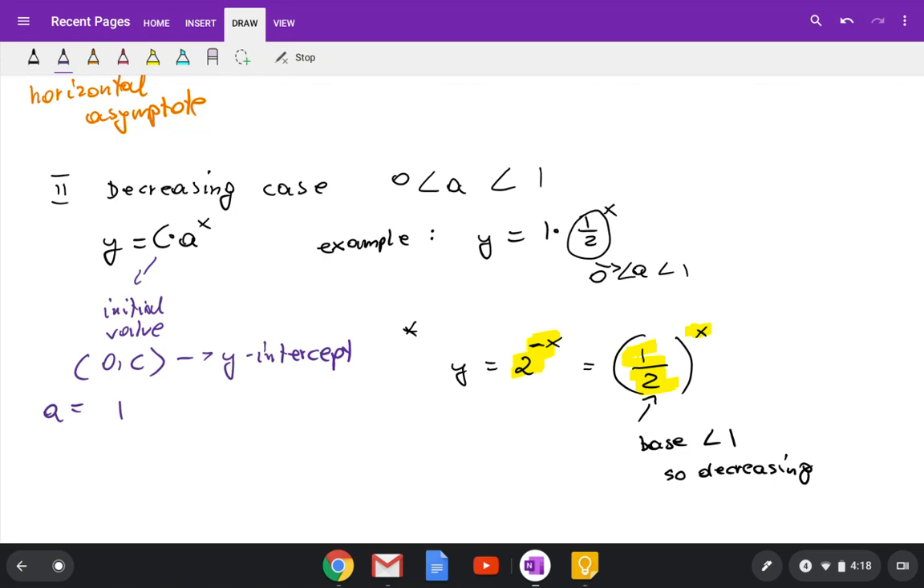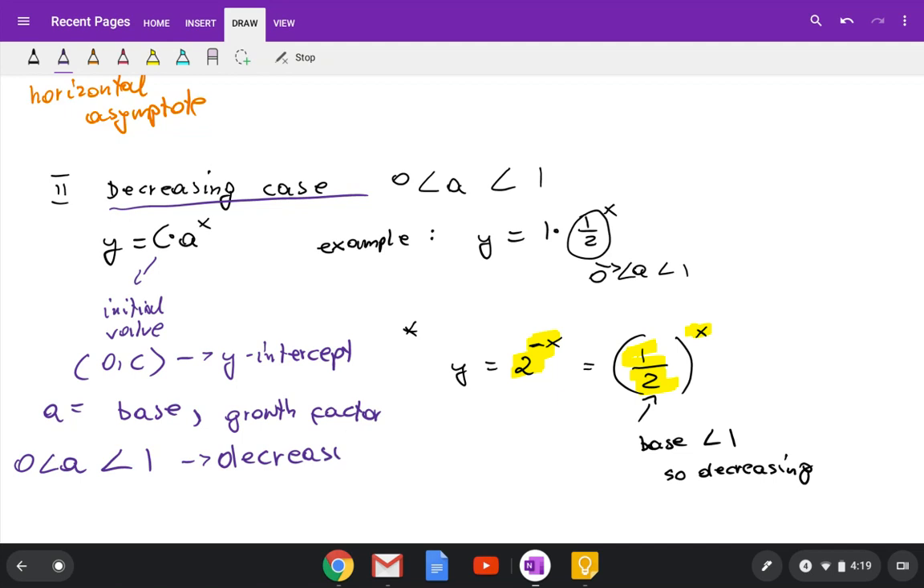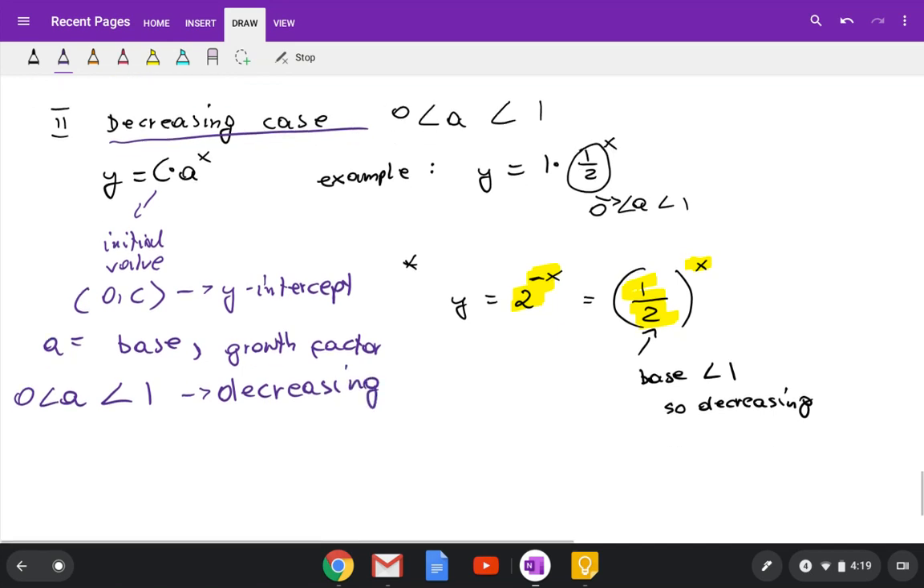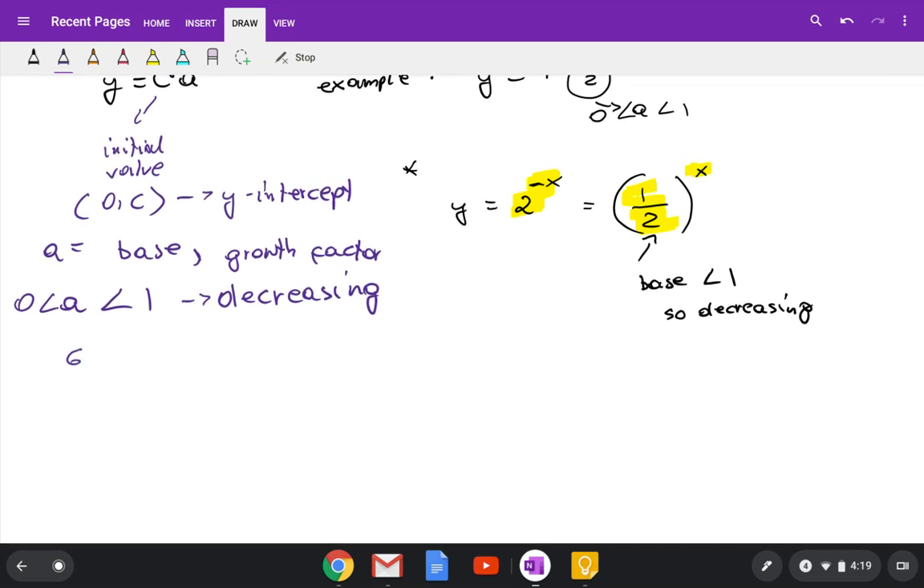A is the base, which they call the growth factor. For the decreasing case, A is greater than 0 but less than 1. That's for decreasing. And you're still graphing the same way, still graphing with 3 major points.